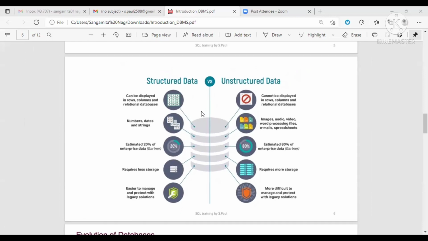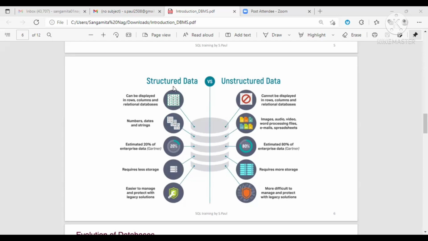Clear on that? As we move ahead, we will deal heavily with tables, and I'm sure you will get to understand more about what rows and columns are. So that was one difference.